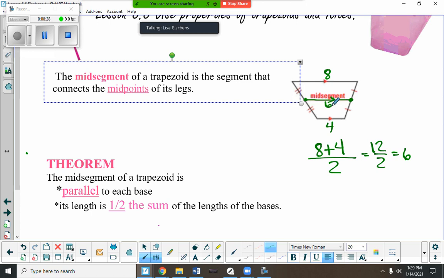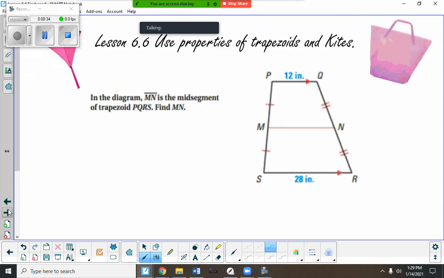So you add the bases, divide by 2. All right, so what would it be? Look at this problem. What would be the length of MN if it's a mid-segment, which means this is a midpoint and this is a midpoint? Does anybody online know this?